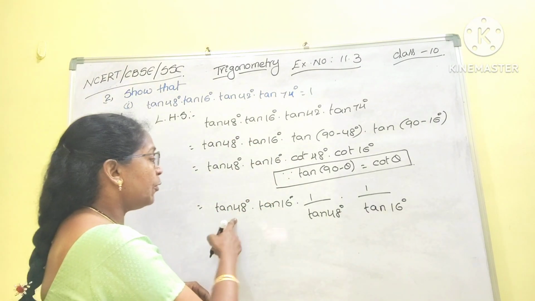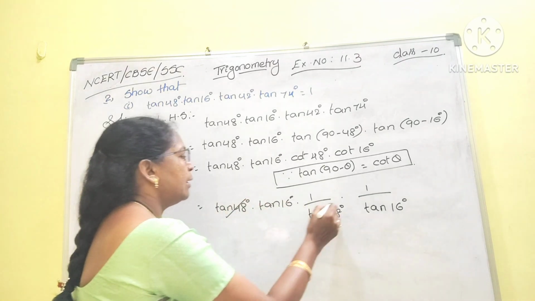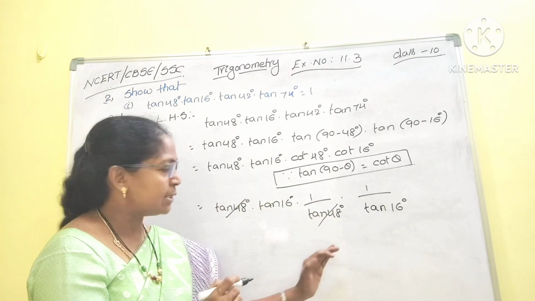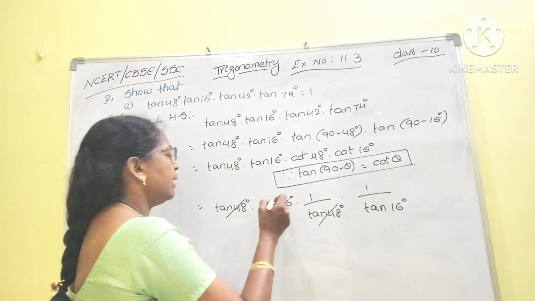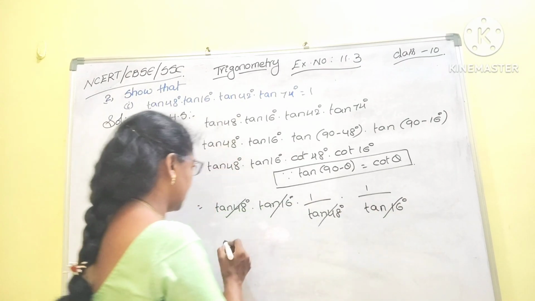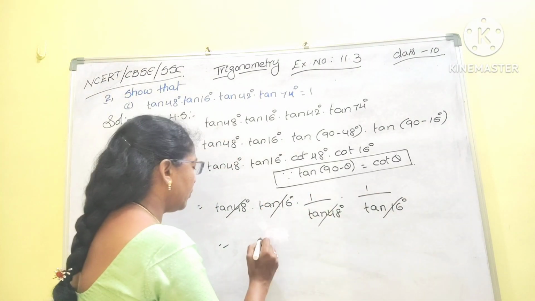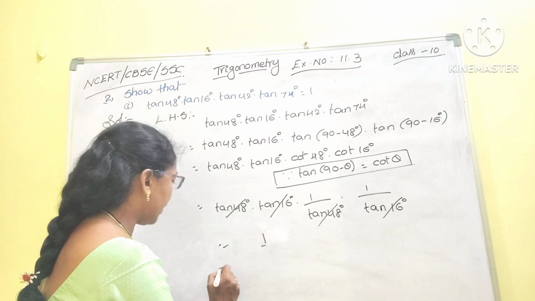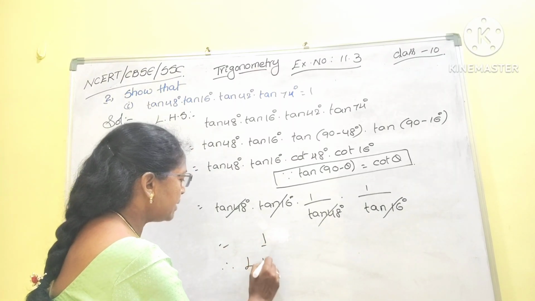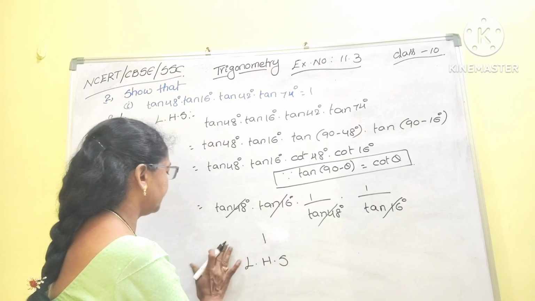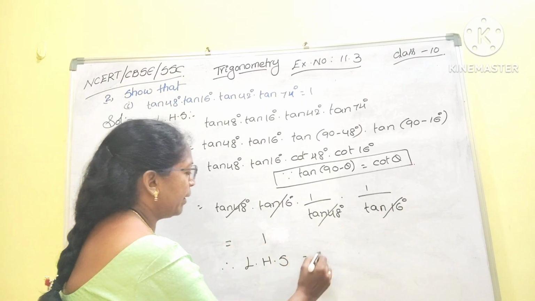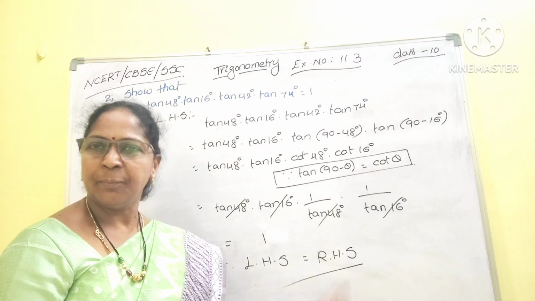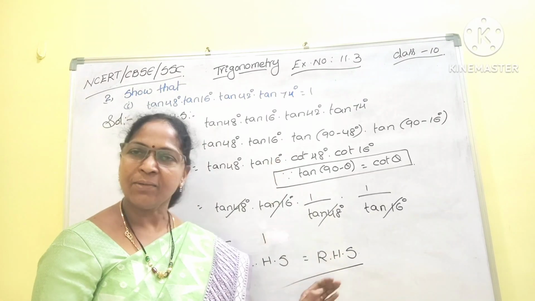Now tan 48, tan 48. Directly you can cancel the terms. Why? Because one is in the numerator and the second one is in the denominator. And here also tan 16 and tan 16. So the entire answer here is 1. This is the LHS value. Therefore, LHS equals RHS. We proved here.